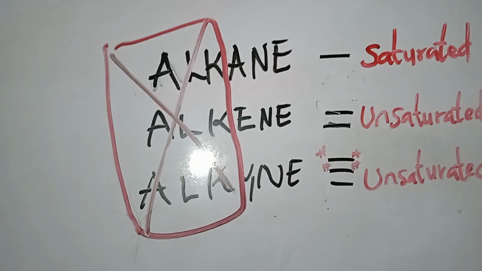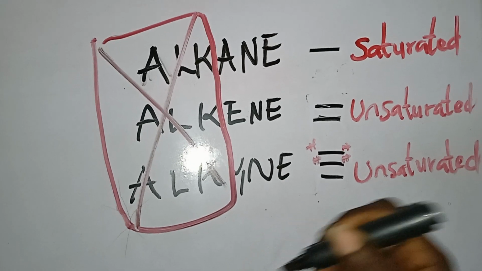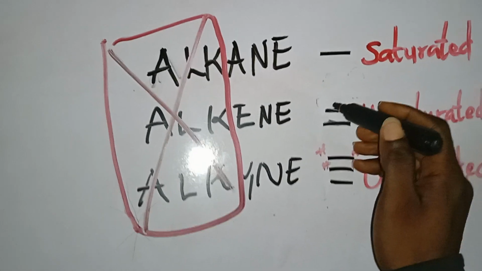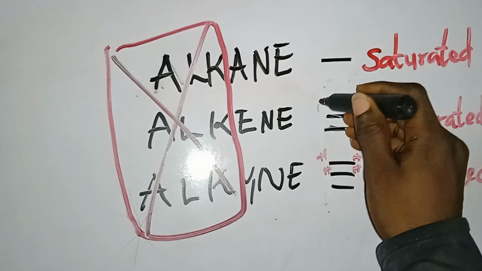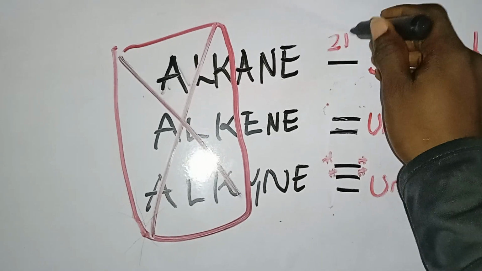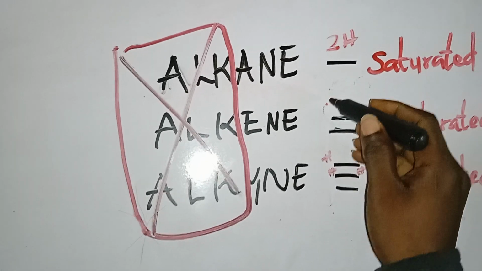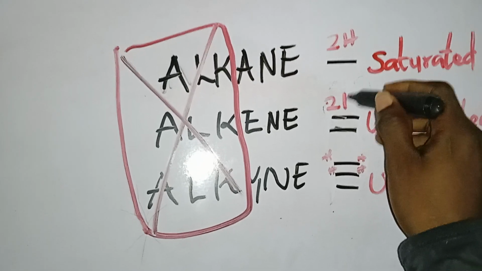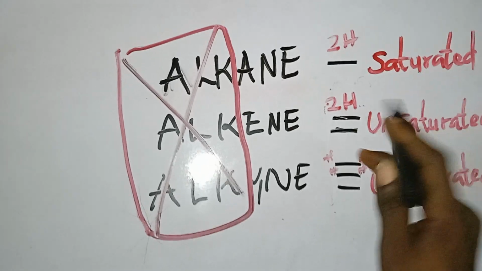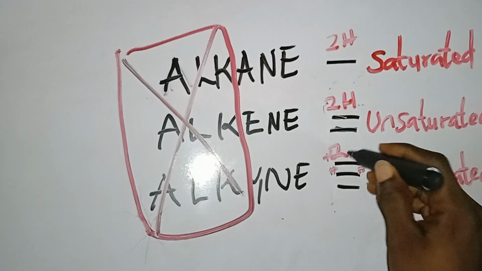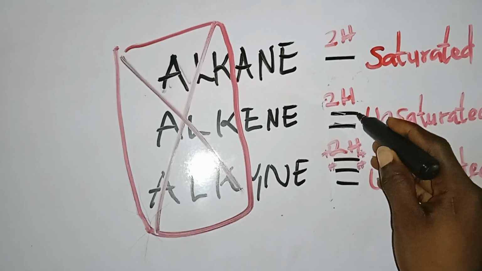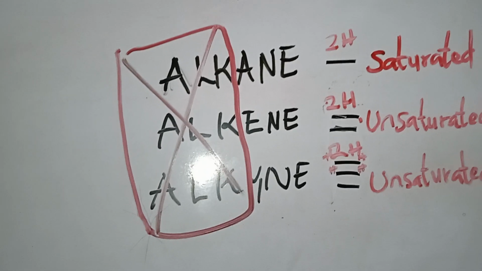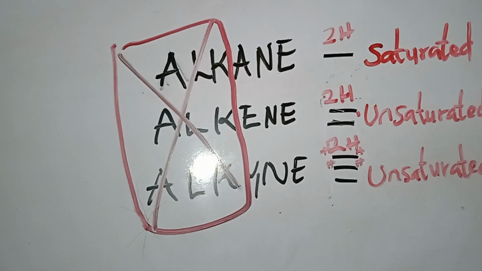Unsaturated. So notice that this one has two more hydrogens. Then this one has two hydrogens less than this. And this one has two hydrogens less than this one. So this is what we call the homologous series. We are about to get to that.